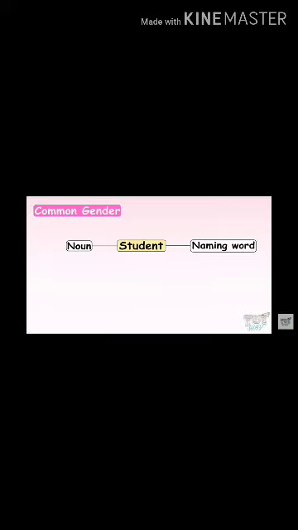Now common gender. We'll talk today about common gender. Take the word student. Can you see, student is a noun? Of course, that's a naming word. But student can be a girl or a boy also. So that particular noun, student, is called common gender. Like student, we can use this word for both male and female.